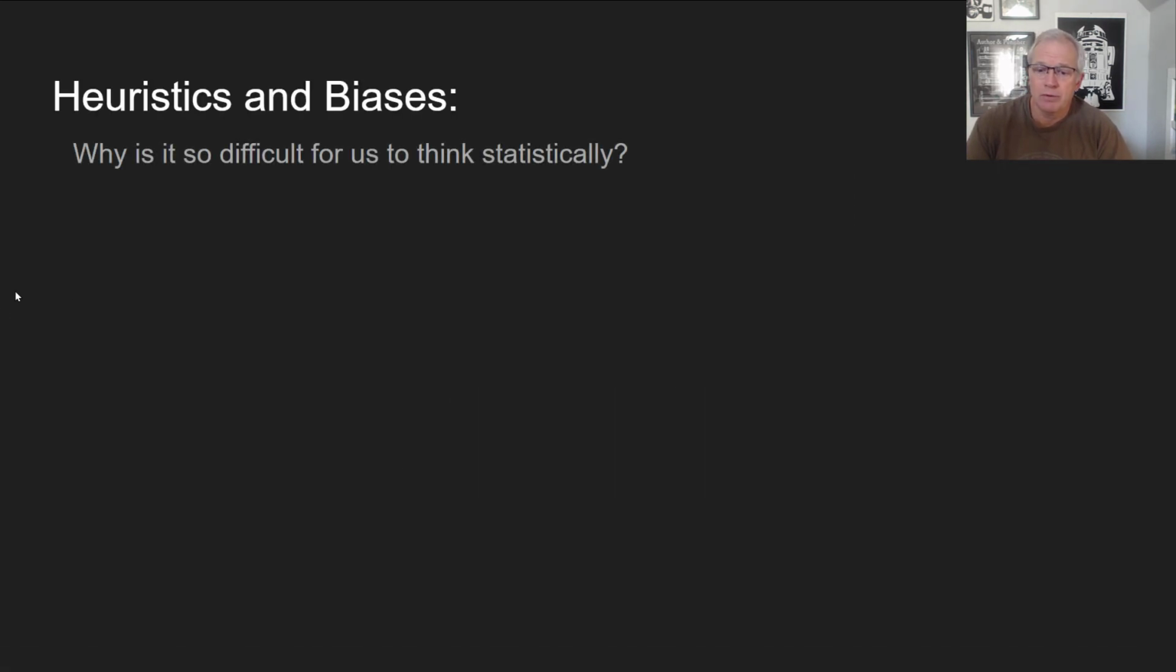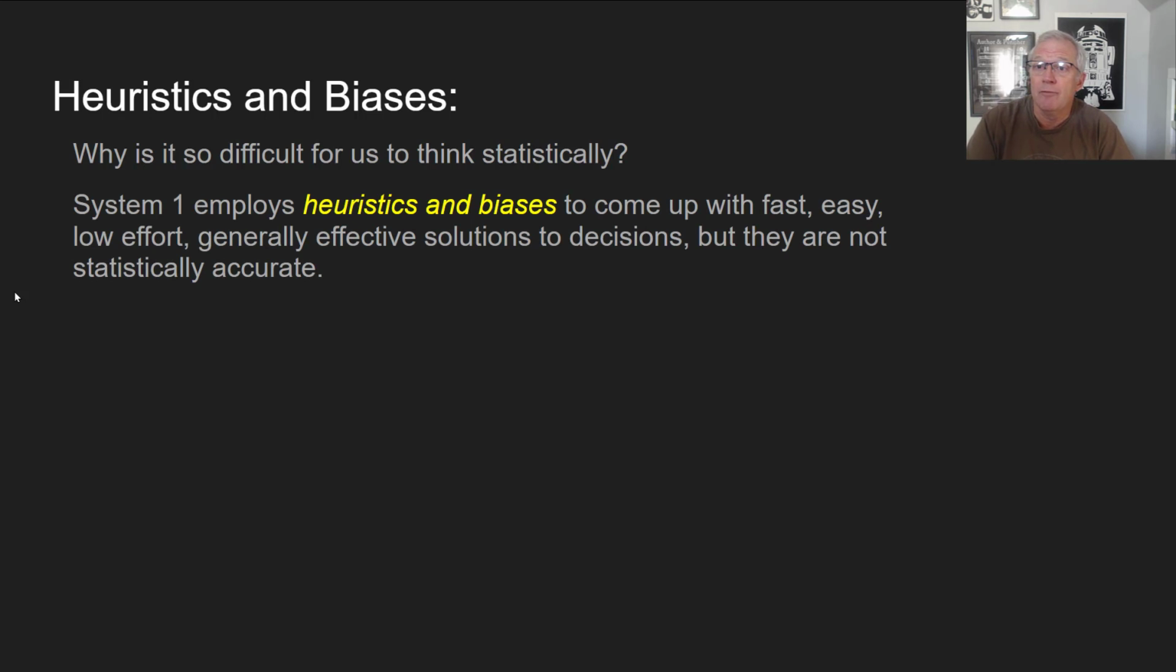So last time we introduced the book, the section of this book, as Kahneman's trying to answer this question: why is it so difficult for us to think statistically? And the answer, very roughly, that comes out of this big block of chapters is that the quick and fast, hasty part of your judgment system, this thing he calls System 1, employs a long list of heuristics and biases to come up with fast, easy, low effort, generally effective solutions to decisions, but they're not statistically accurate. Okay, so the tools we have don't map well onto statistical reasoning.